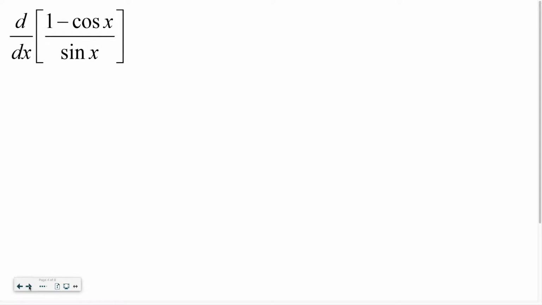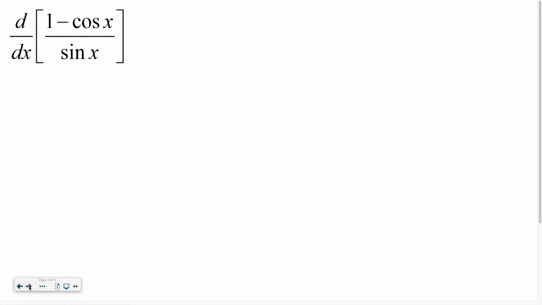Pod 1, what way did you go? Colby, I'll let you speak on their behalf. Quotient. You talked about the quotient rule. Okay. Pod 5, did you talk about the quotient rule? Yeah. Okay. Pod 4, you said split it up to do 1 over sine of x minus cosine of x over sine of x. Did you hear that? 1 over sine of x minus cosine of x over sine of x.